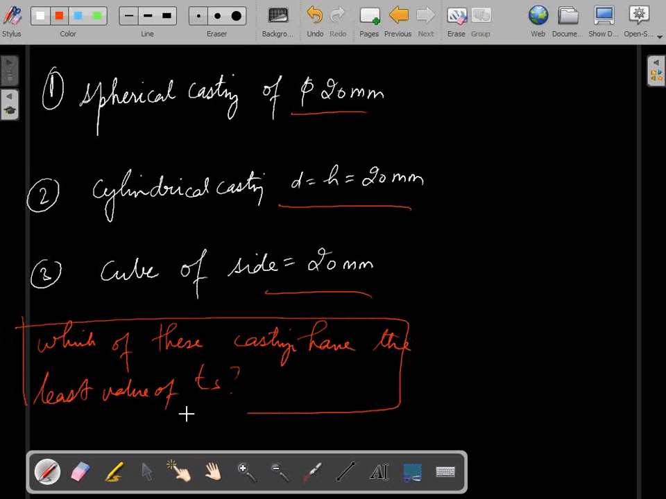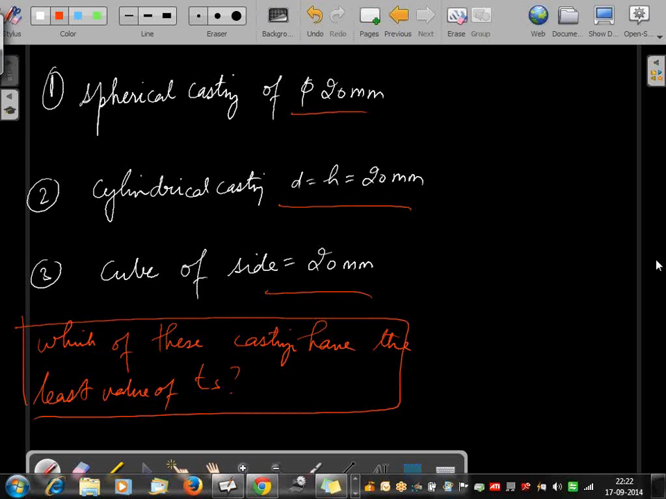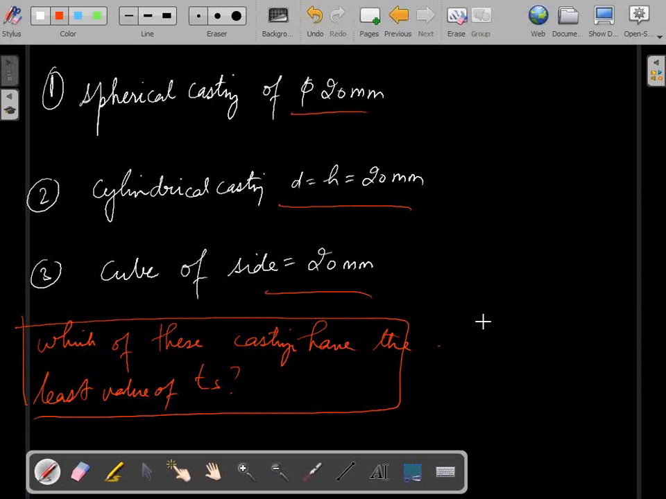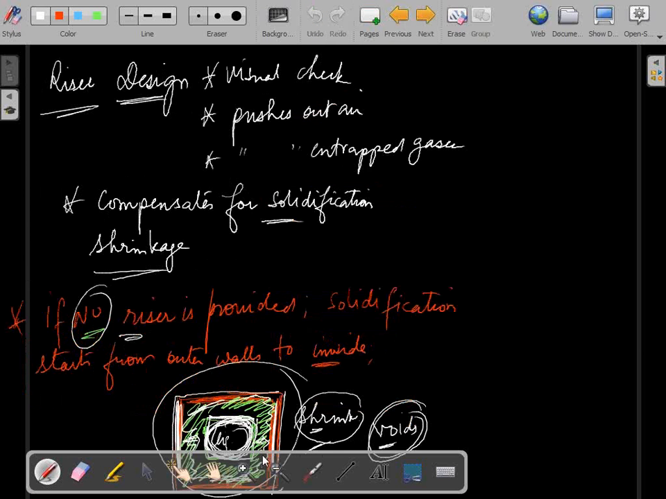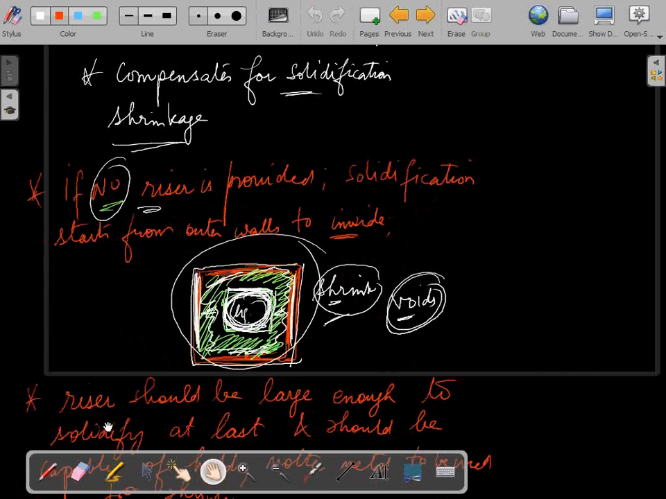Okay, somebody is asking, I will very quickly repeat the shrinkage condition for no riser condition. For those who didn't understand, let me put 5 minutes more on this.